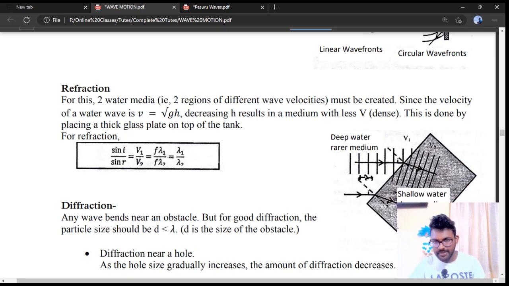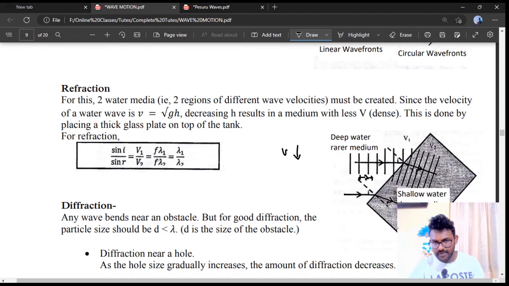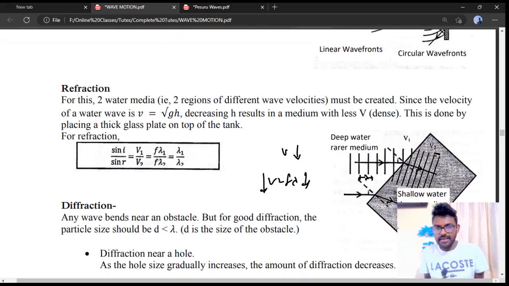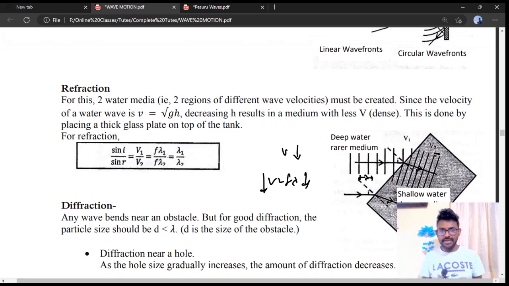What happens when the velocity reduces? V equals f lambda, right? When the velocity reduces, the lambda also should reduce. You can see here the lambda is reduced. Here it has a higher wavelength, while here it has a lower wavelength. So we have applied Snell's law for light, right? Light is also a type of wave. So can't we just apply it here?